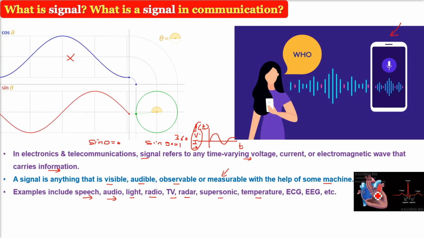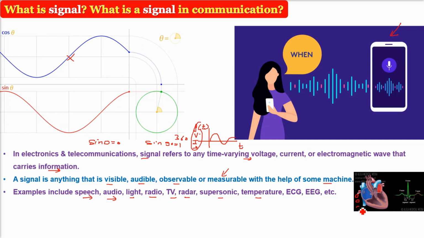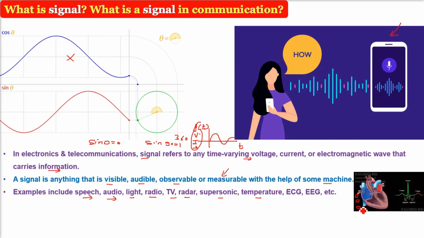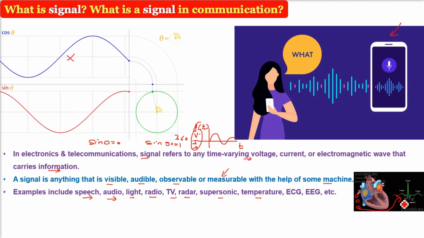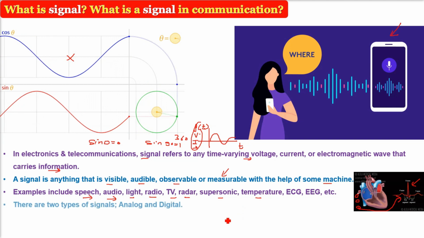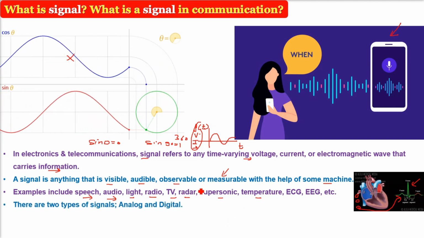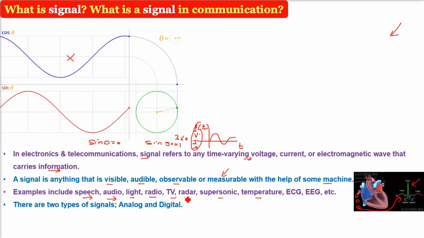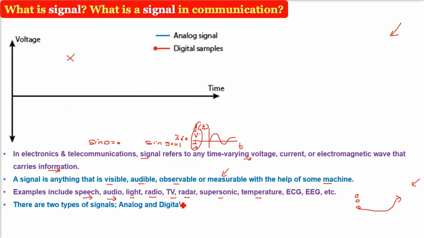Now this heart in your body is also producing some signal, and with certain sensors kept on your body, you can see different waveforms, and those waveforms are nothing but signals produced by your heart. So there are two types of signals in digital electronics or telecommunication, and these two are analog and digital.